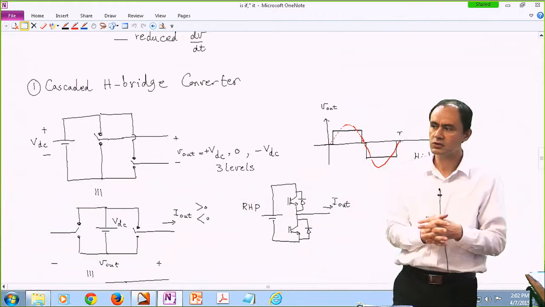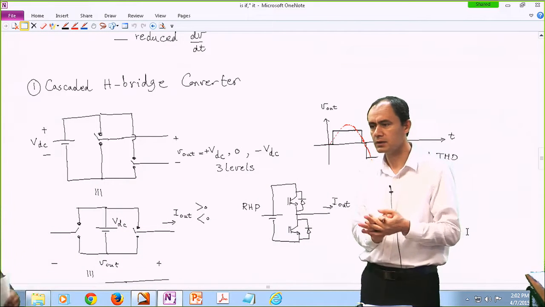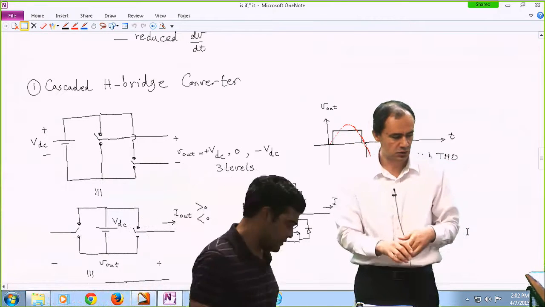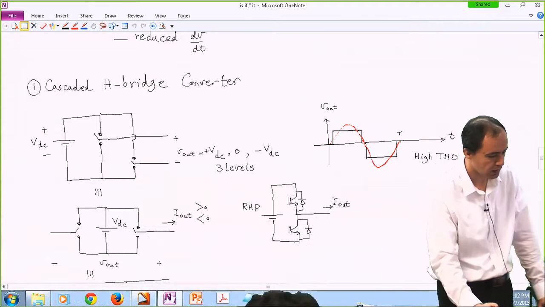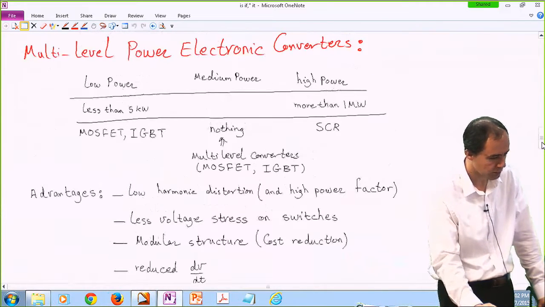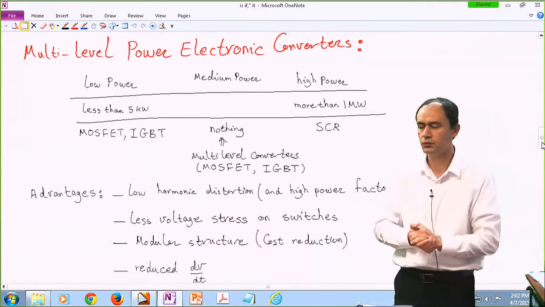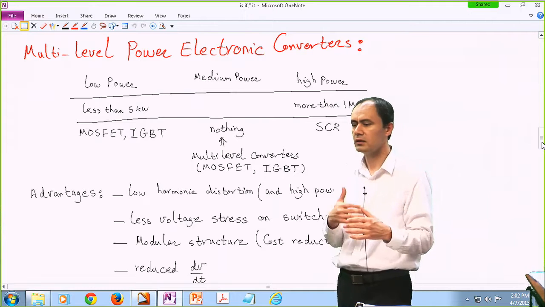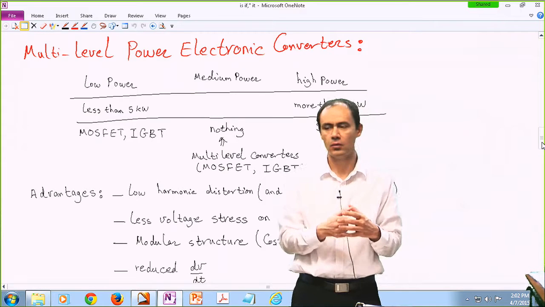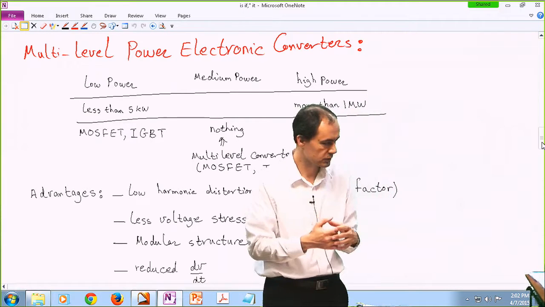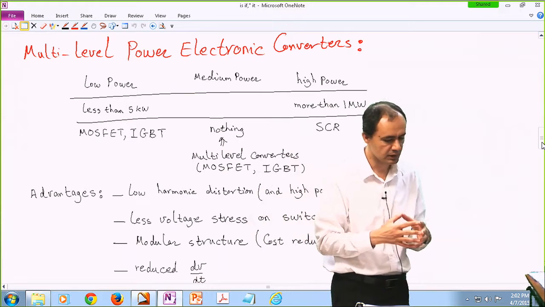Sometimes these 2 levels are enough, sometimes they are not; it depends on the application. Sometimes you would like to have a high quality output voltage in terms of total harmonic distortion, and that indicates you need to have more levels. And sometimes the limitation is on the switch.